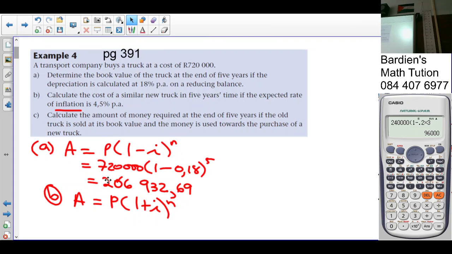Make a note, dear people, that for inflation, you'll always use this formula. For those of you who want to have an exercise on this, you can let me know. I will send you a link to a video where we did the inflation exercise in grade 10. However, this is exactly the formula that gets used over and over. So that's your inflation formula. Your P value, in this case, is going to be what? 720,000. That's your initial value. So work out the cost of the new similar truck in 5 years' time.